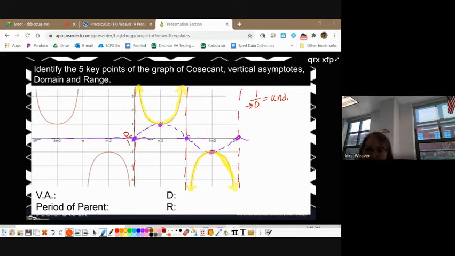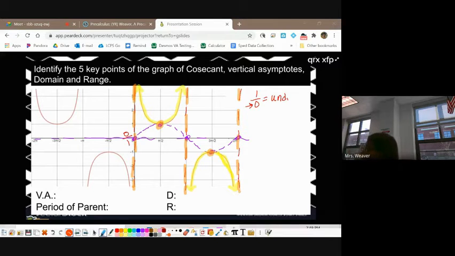Okay, so any questions on that basic shape of a cosecant graph? So the 5 key points for a cosecant are actually asymptote at our first one, then the vertex of that smiley face, asymptote in the middle, the vertex of that frowny face, and the asymptote on the outside.